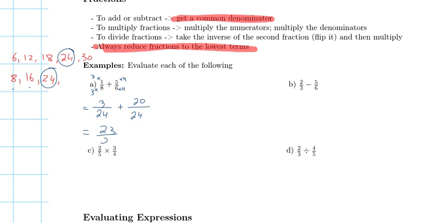Okay? Now I look at my numerator and denominator. Can I reduce them? No. There are no common factors. I can't divide them both by the same number, right? Are you guys okay with this?